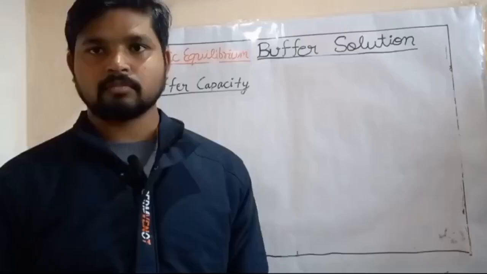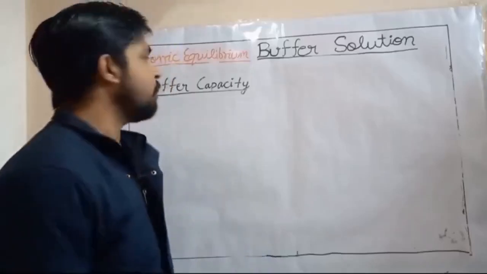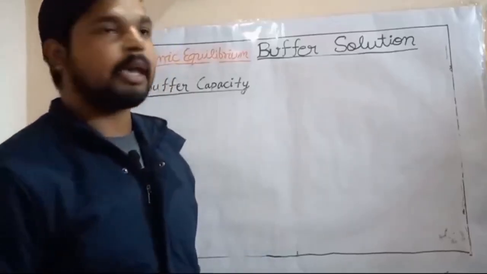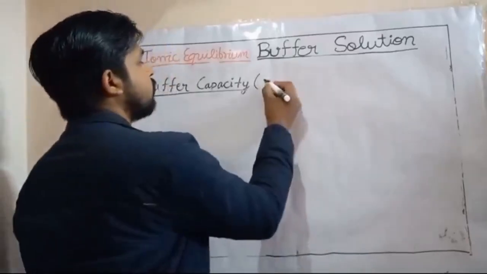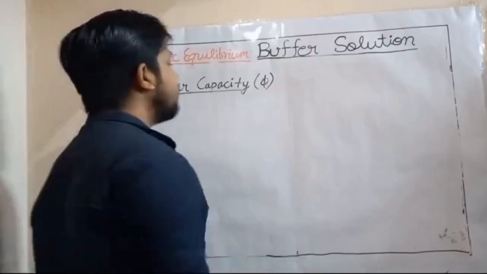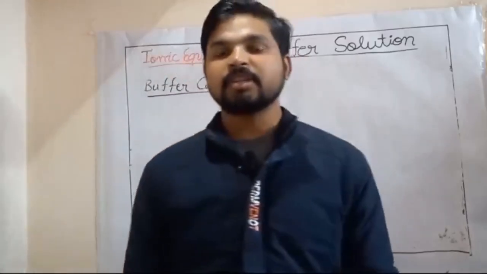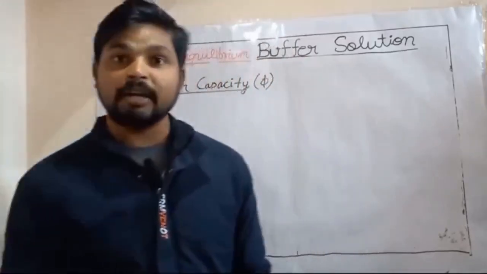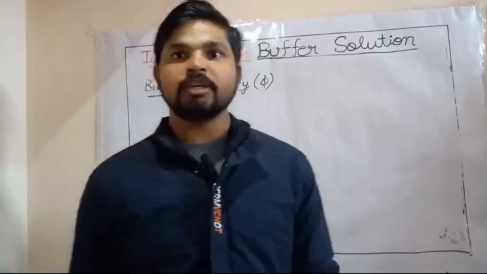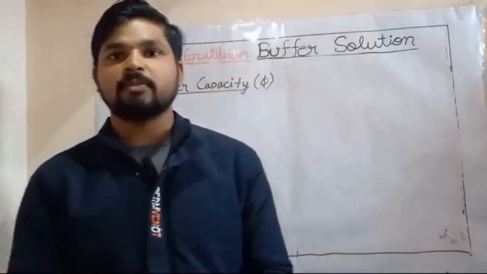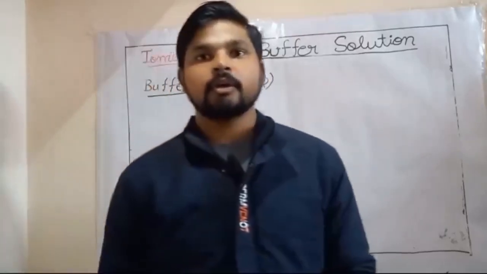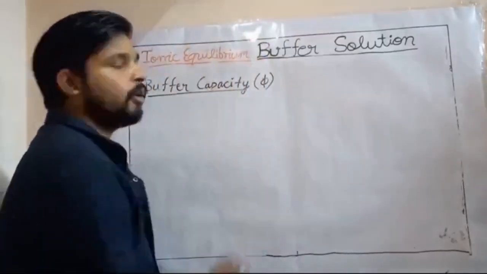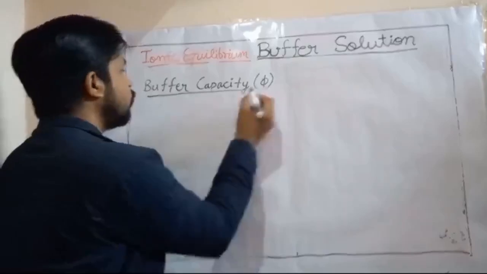Okay student, now the topic is buffer capacity. Buffer capacity is denoted by phi. So we define buffer capacity. Buffer capacity is the number of moles of OH minus and H plus ions added in 1 liter of buffer solution, such that the change in pH takes place per unit. It is called buffer capacity. So we write the formula of buffer capacity. It is denoted by phi.